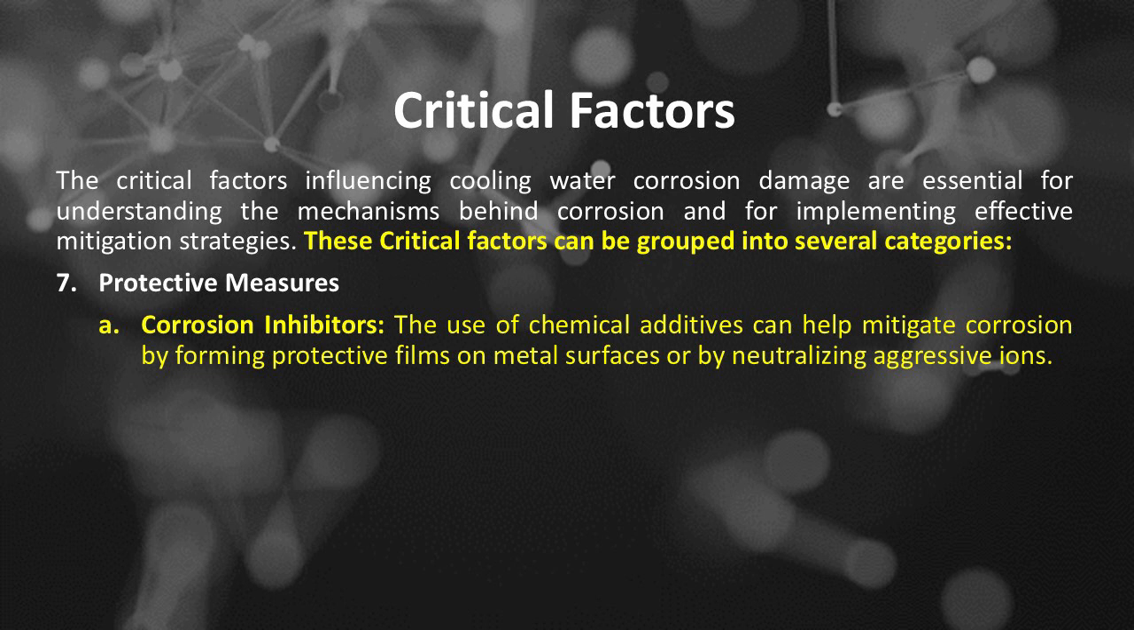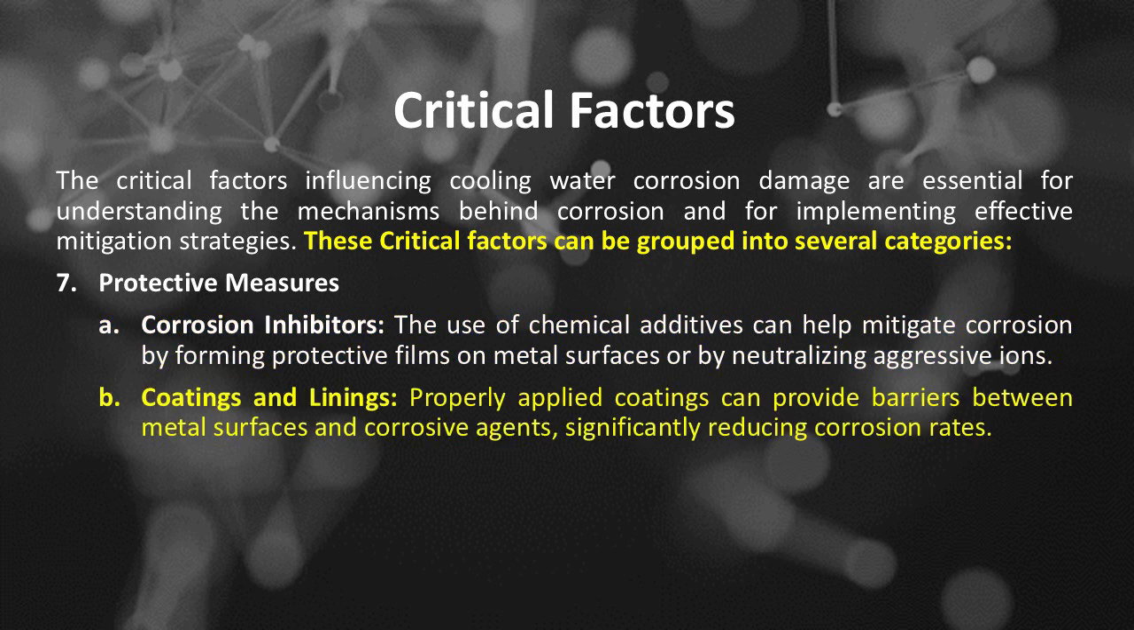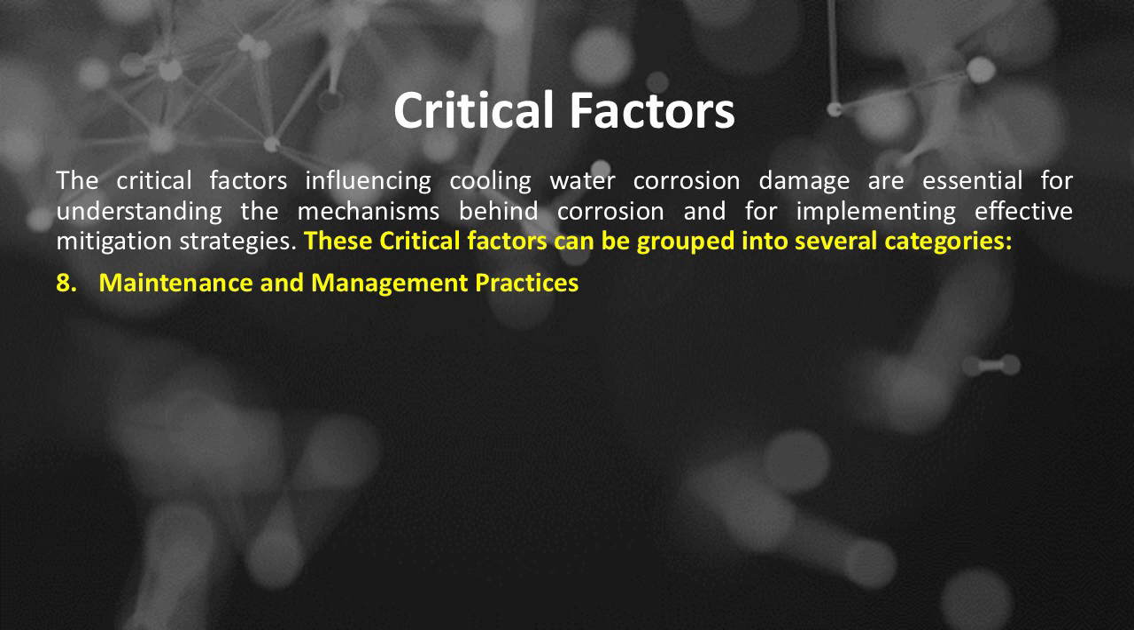The use of chemical additives can help mitigate corrosion by forming protective films on metal surfaces or by neutralizing aggressive ions. Number B of protective measures is coatings and linings. Properly applied coatings can provide barriers between metal surfaces and corrosive agents, significantly reducing corrosion rates. Number 8 of the critical factors group categories is maintenance and management practices.